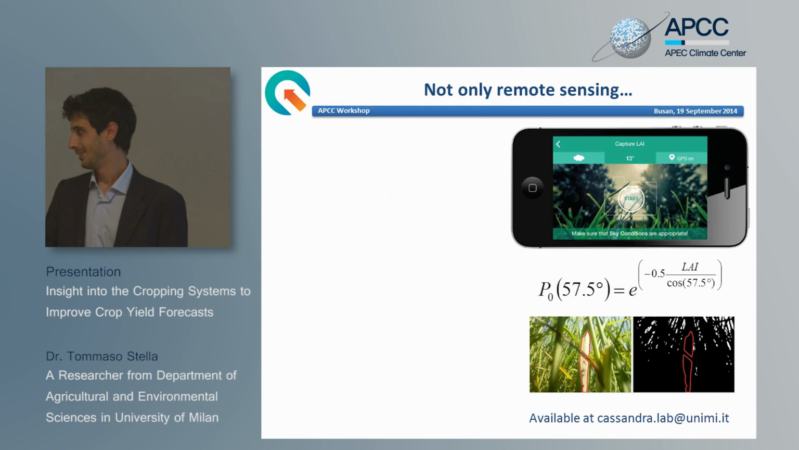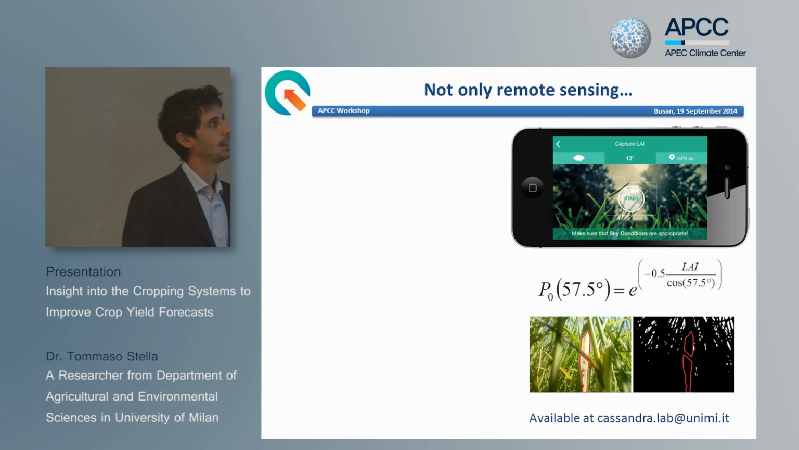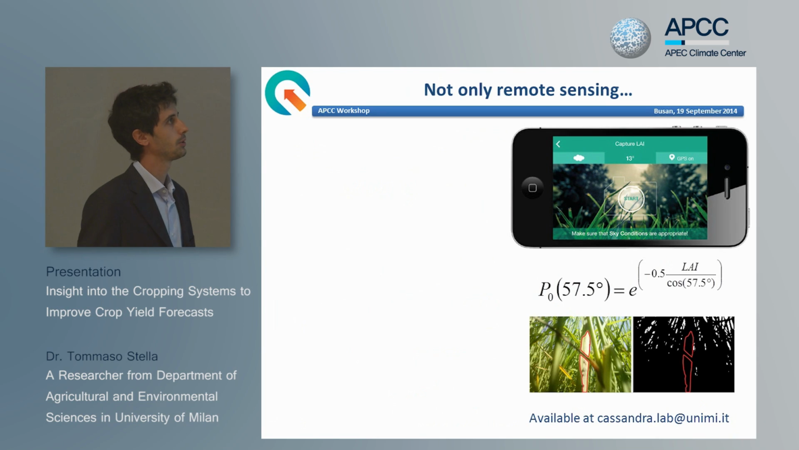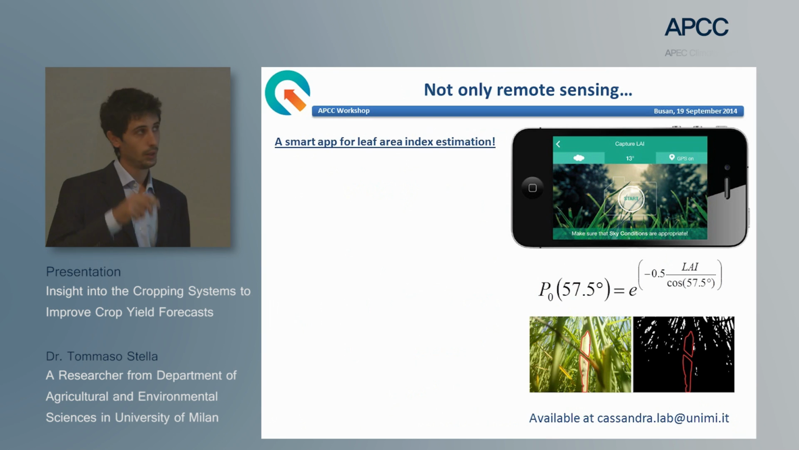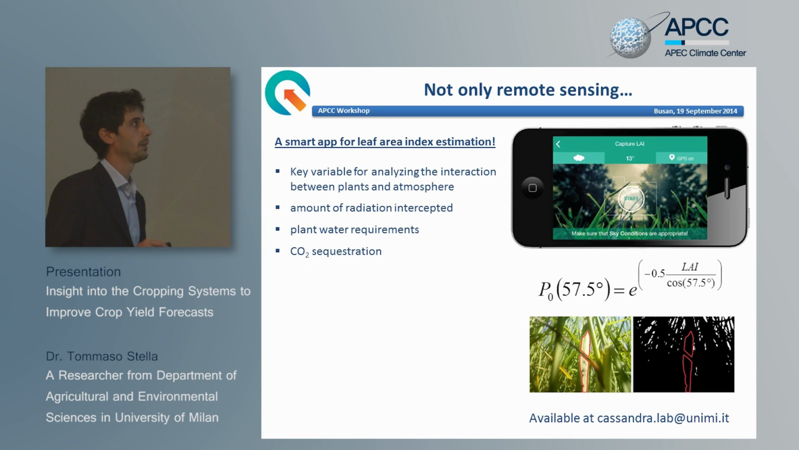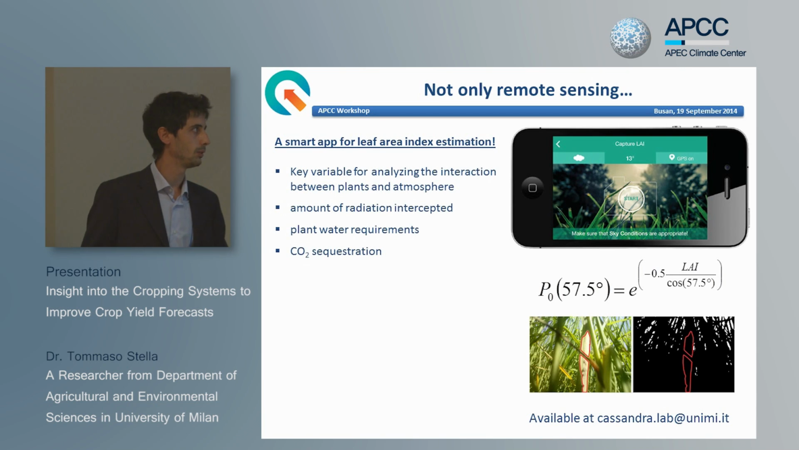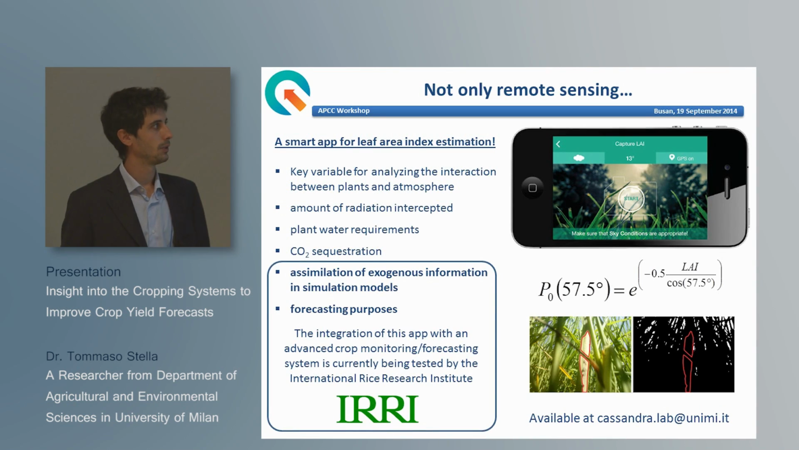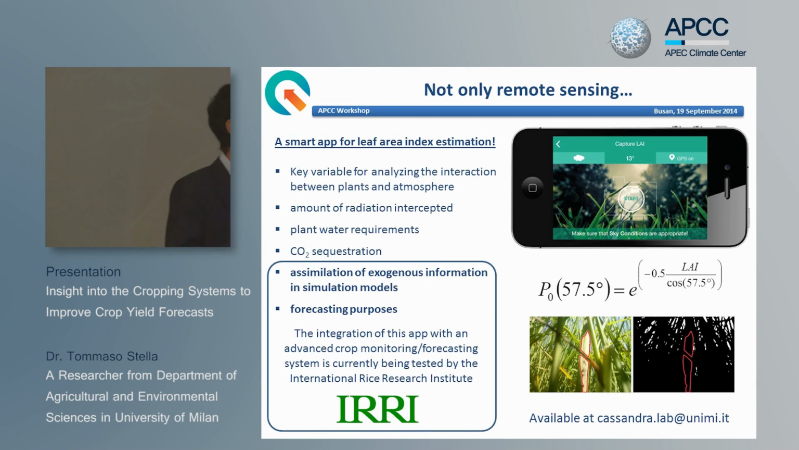We didn't work only on remote sensing. We also have some experience in proximal sensing. And in this case, I would like to show you a smart application we developed for the leaf area estimation. And as you know, leaf area index is a key variable for analyzing the interaction between plants and atmosphere to calculate the amount of radiation intercepted, and so the plant water requirements or the possibility of carbon sequestration by the canopy. But also, it can be used for assimilating exogenous information in simulation models and for forecasting purposes.